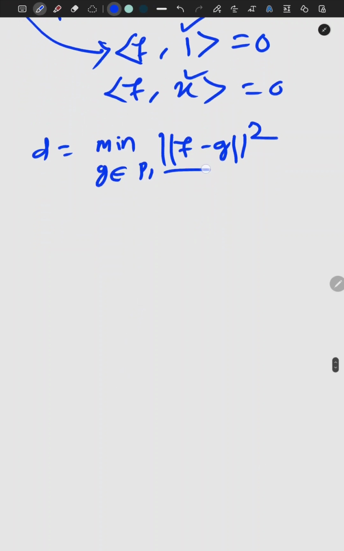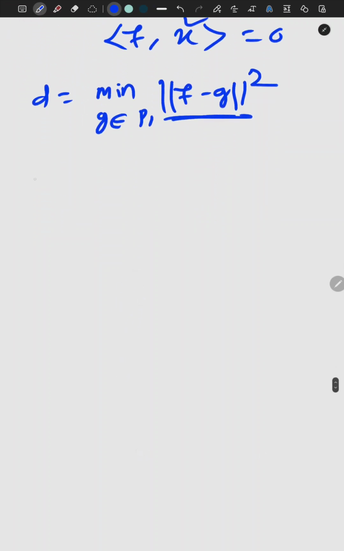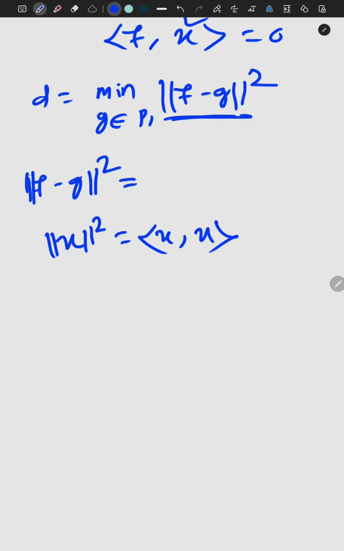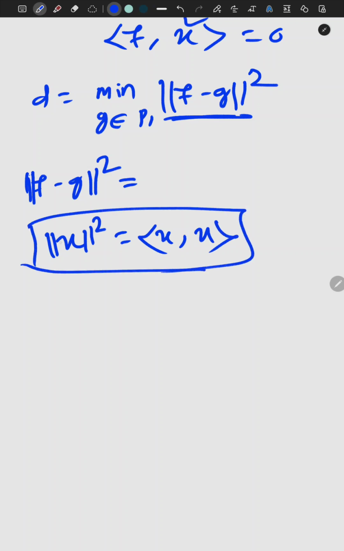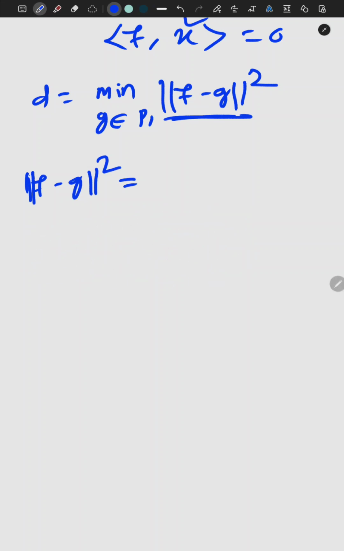Before going to calculate, first let us calculate this term. What is this term? The norm square of f minus g. We know that the norm square of x is written as the inner product of x with itself. This is the definition of the inner product. Norm square can be written as this one. If you define the norm in terms of inner product, it looks like this. If we apply this definition, what will we get?